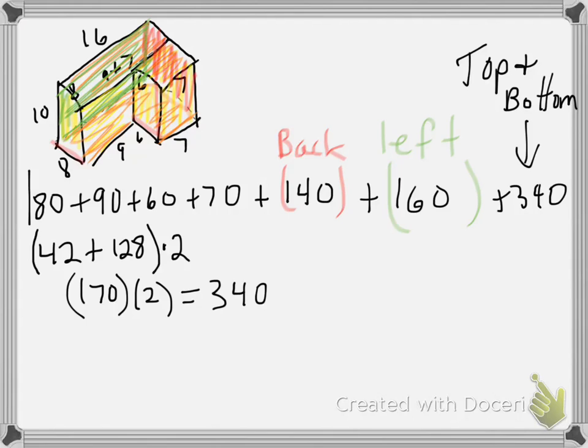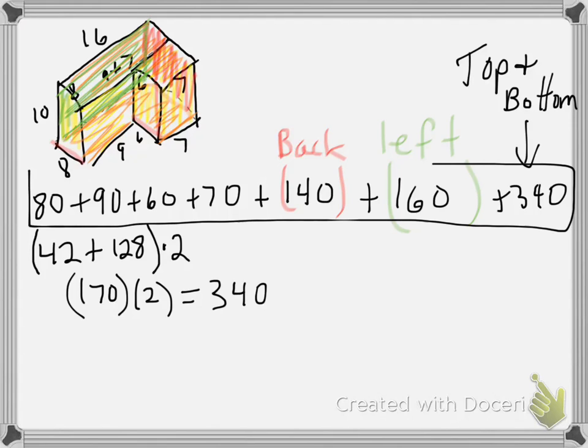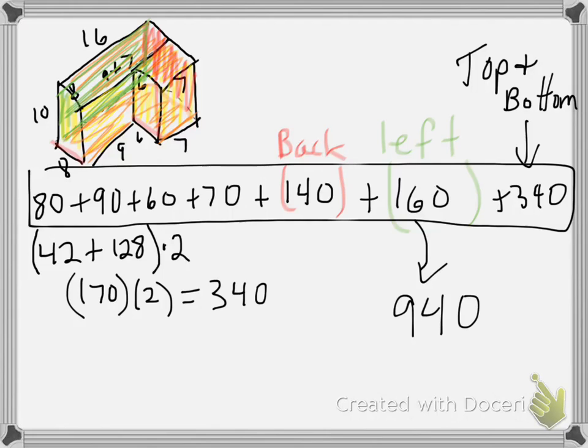So let's add all these up here. 80 plus 90 plus 60 plus 70 plus 140 plus 160 plus 340. Oh, that gives you 940, and we're talking about feet, so feet squared. Okay, so that's just doing the good old-fashioned way, each shape and add them up.